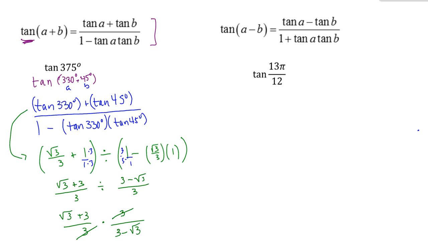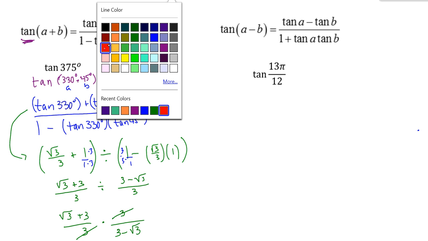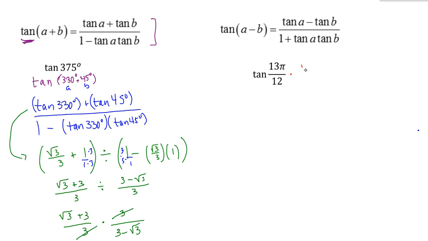Okay, let's try 13 pi over 12. Obviously, we want to turn that into degrees, so it's easier to deal with. Multiplying by 180 over pi. All right, so that is 13 times 180 over 12, 195. Now you could do that with a sum, 150 plus 45 or something, but I want to do a difference just so you can see it as a difference.